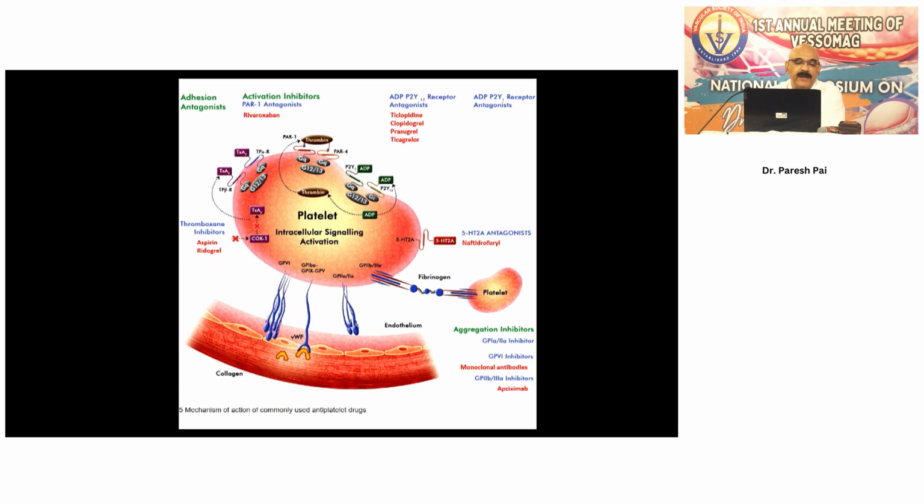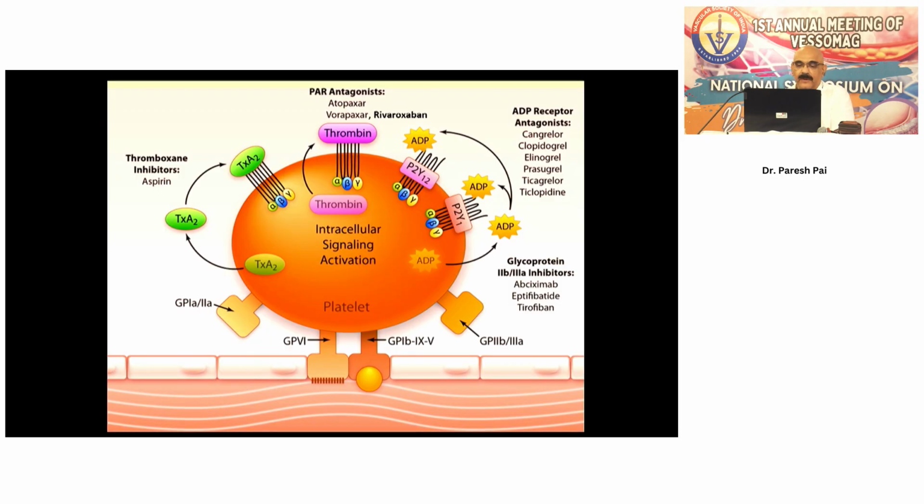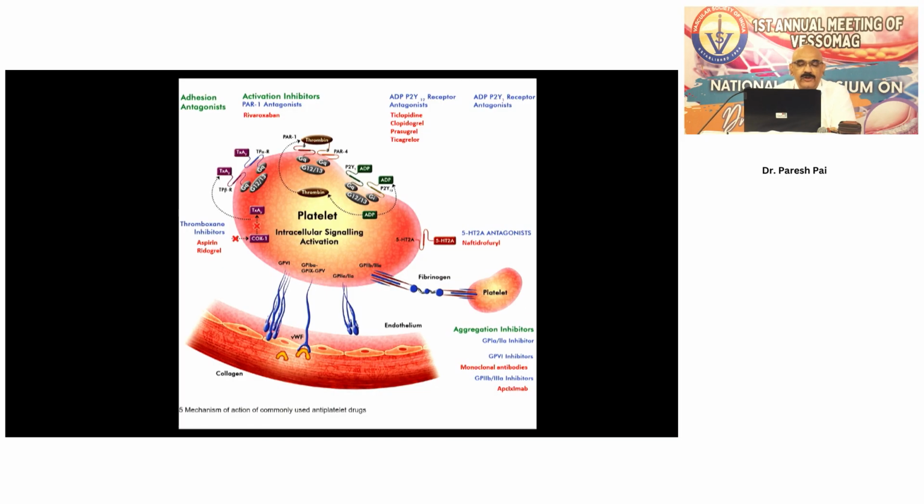Similarly, here if you see the platelet, there are three issues that take place. One is adhesion of the platelets, second is activation of the platelets, and third is aggregation of platelets. In addition, you have aspirin, which is an important part, a COX-1 inhibitor, which blocks thromboxane, and as a result it reduces the adhesion. Also, it reduces the activation of the platelets.